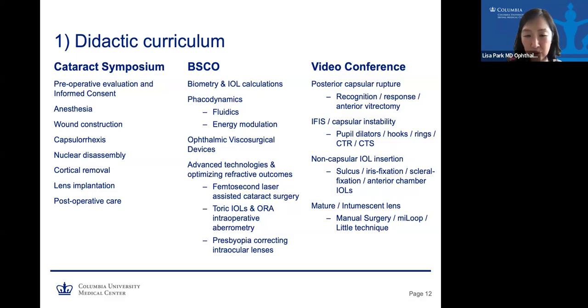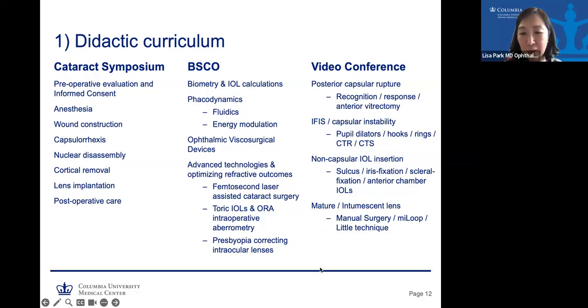This includes things like laser surgery, use of specialty lenses, including astigmatism correcting toric intraocular lenses and intraoperative aberrometry to take measurements on the table in order to adjust our lenses at the time of surgery, and the use of premium lenses such as presbyopia correcting intraocular lenses. The third part of our didactic curriculum includes a video conference. So I meet with our trainees on a monthly basis. They record their videos, they present them at this conference, and then we talk about complications and challenges that they're having.